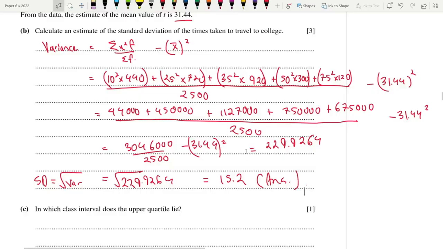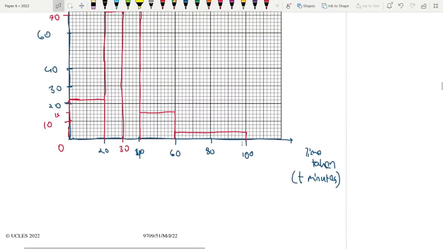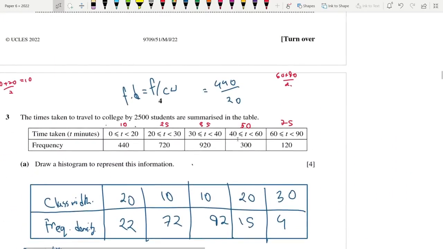In which class interval does the upper quartile lie? Okay, so Q3. The total frequency is in fact 2500. Let's write down the cumulative frequency. 440. 440 plus 720 is 1160, plus 920 is 2080, plus 300 is 2380, plus 120 is 2500.